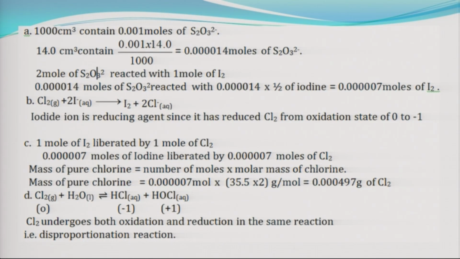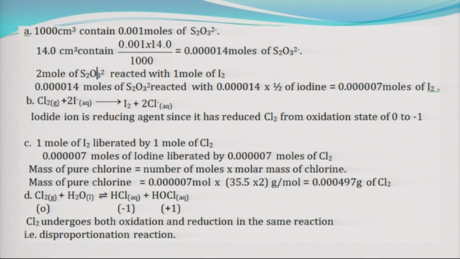Also we have part B, which was telling us to write the equation of reaction and identify the reducing agent. So that's the equation of reaction. You'll observe that actually the chlorine aqueous is reduced to the chloride ions. We also have part C of our question, which is about calculating the mass of chlorine.